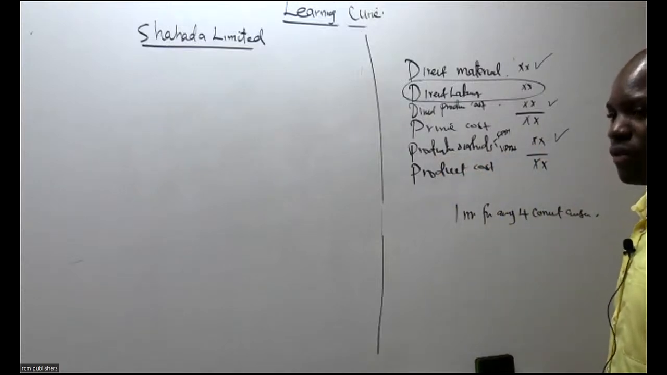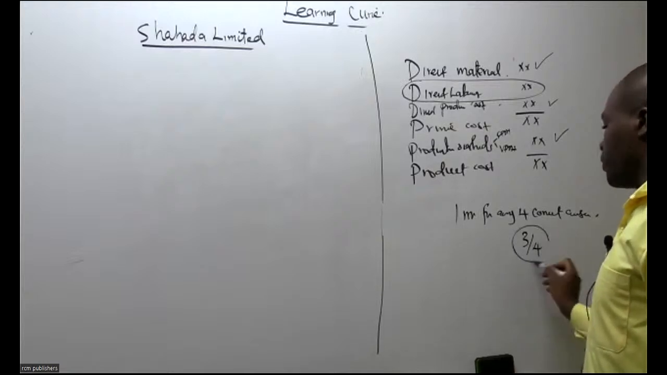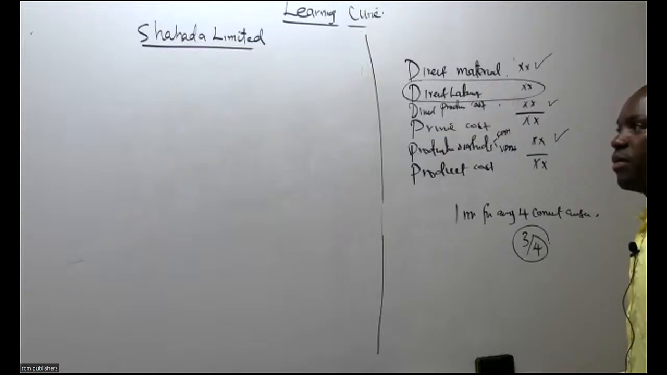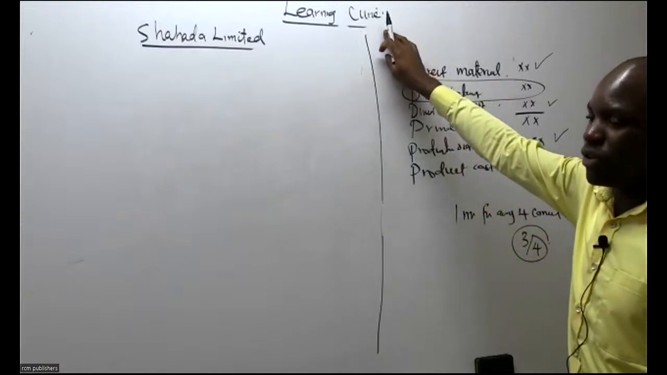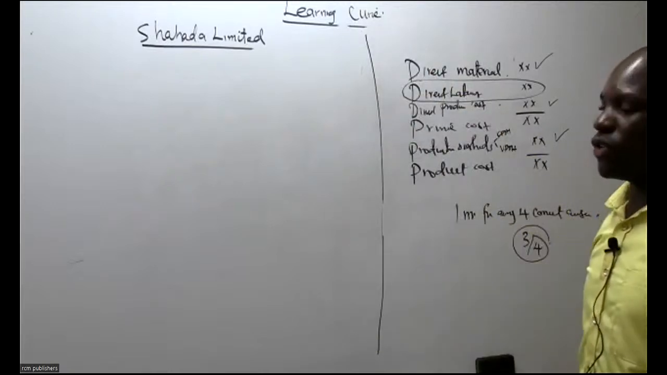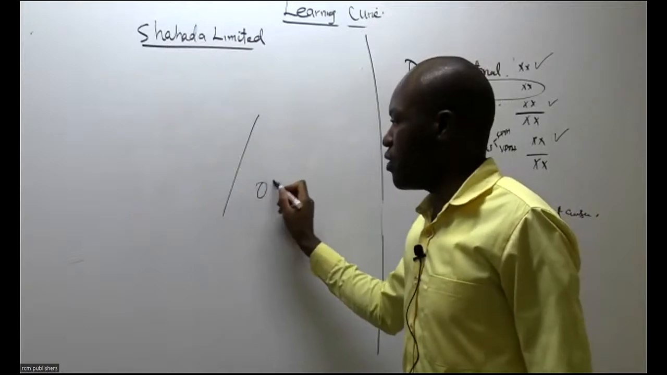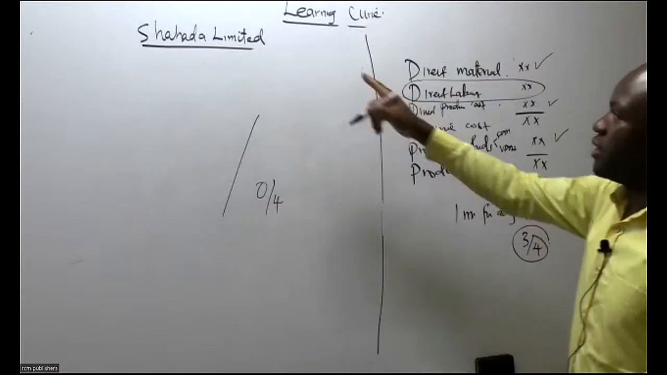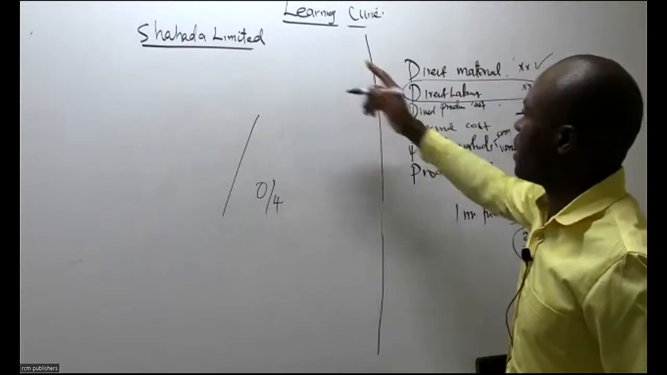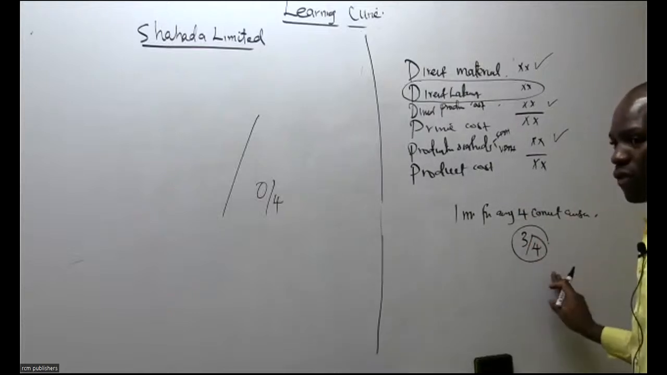How many marks do you have? 3 out of 4. But someone, by seeing that they're not able to understand anything about learning curve, they were not in class, will skip this question and do nothing. So if you do nothing, we are going to say 0/4. But whoever did not attend the class but was able to identify these basic things is already having 3/4.